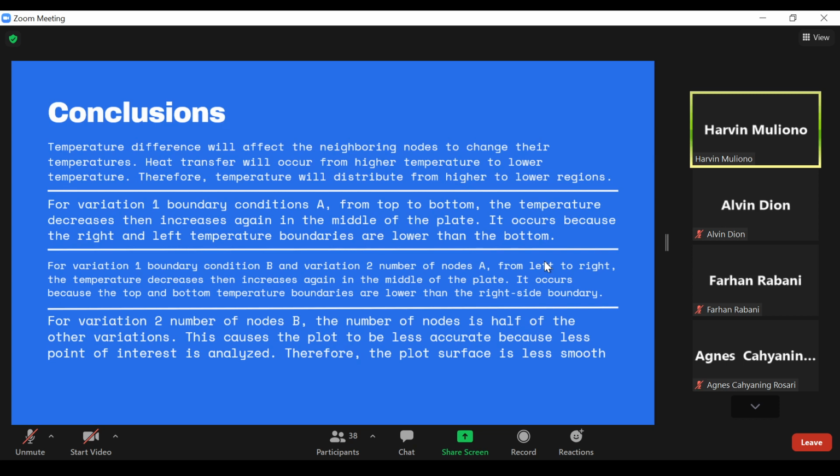And for variation 2, we vary the number of nodes. The number of nodes B is 5 times 5 nodes, which is half of the other variation. This causes the plot to be less accurate because fewer points are analyzed. Therefore, the plot surface is less smooth. So basically, the increase and decrease is not as smooth as if we use 10 times 10 nodes. Okay, next.